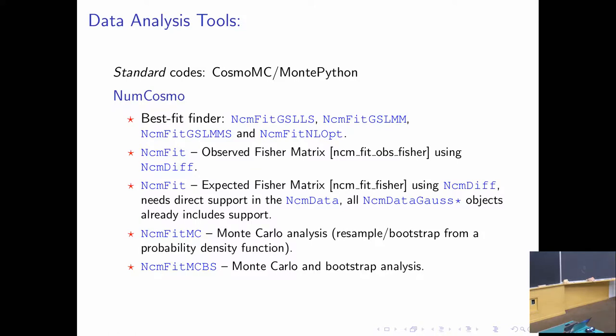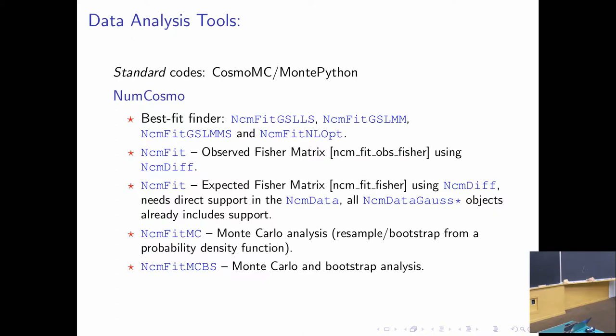We also have best fit finders. You can find them in Monte Python and CosmoMC, but you don't have many options. This kind of analysis usually depends a lot on the quality of your minimization algorithm, so it's nice to have a lot of options. This library here provides, I think, almost 20 or 30 different algorithms for minimization, both local and global. And it's nice to have a tool like this because you can find slightly different values for your best fit when you use a proper minimization algorithm.